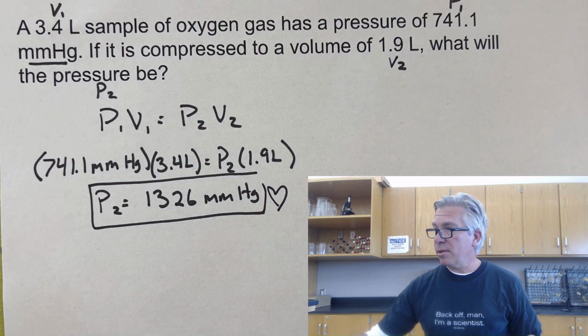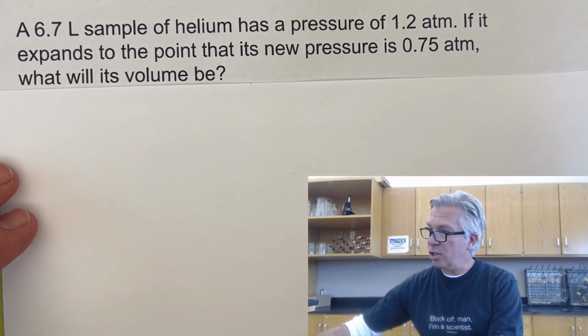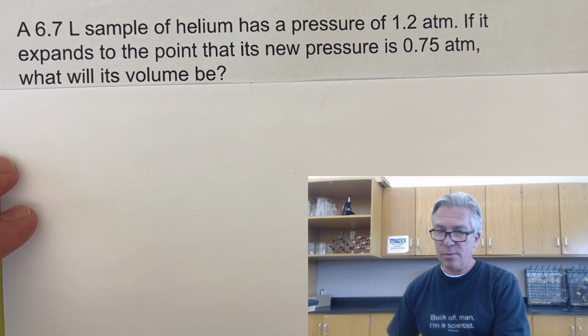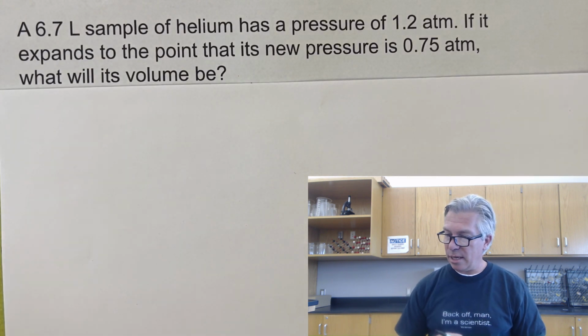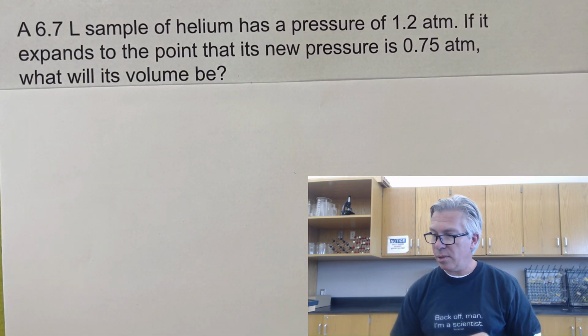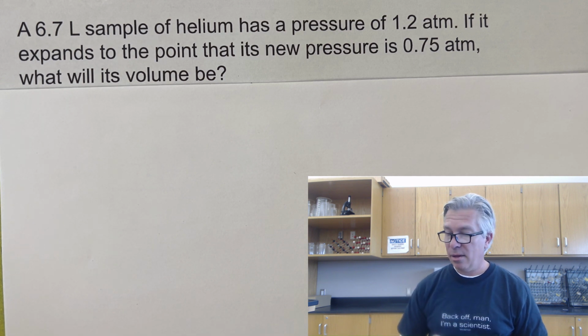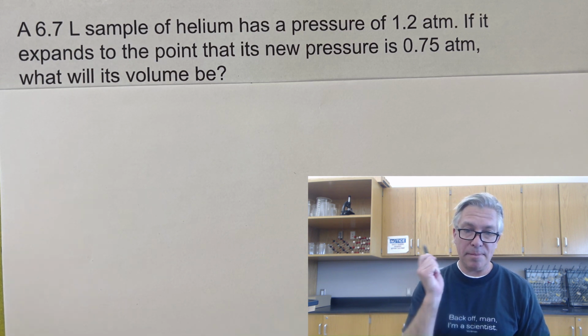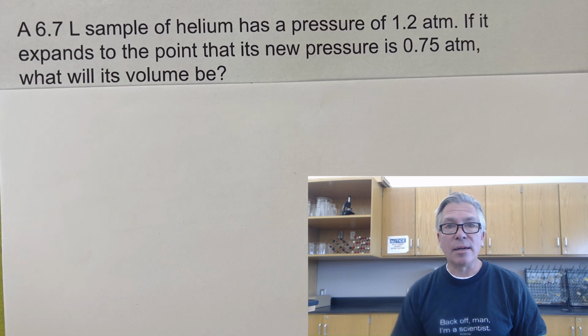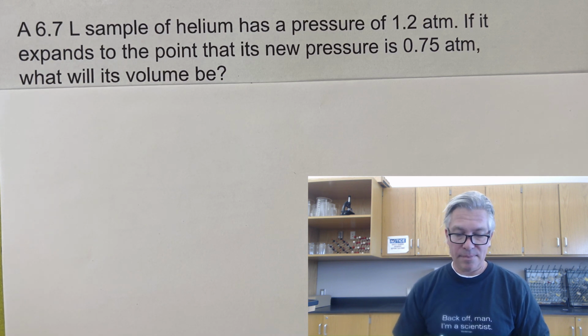So now that we've got one under our belts, it's your turn to try a Boyle's law question. I'll read it and then we'll pause the video. A 6.0 sample of helium has a pressure of 1.2. If it expands to the point where its new pressure is 0.75, what will its new volume be? So take a moment, pause the video, grab your calculator, and see what answer you get.